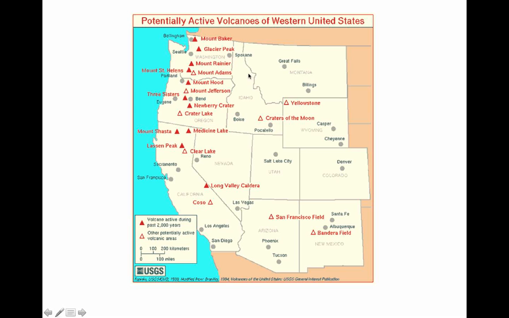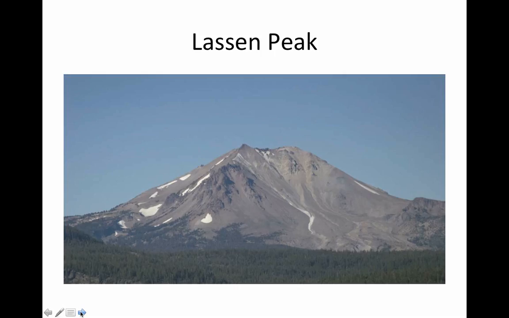So here's another picture that shows the potentially active volcanoes. So again, we have Mount Rainier, Washington, Oregon, and California. It shows you how these run up and down these western states. Here's Lassen Peak. It's another example of part of these mountain ranges, and it peaks up right in here and right in here.